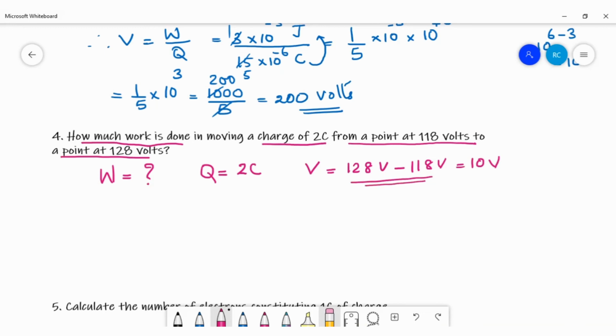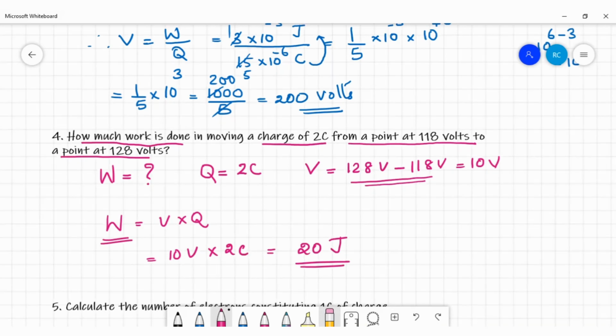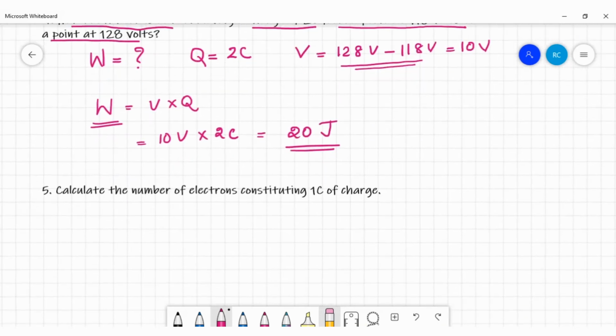We calculated in the previous questions. So W equals V into Q. So V is given 10 volt into Q is 2 Coulomb. So it will be 20. And what is the unit of W? That is joule, 20 joules. Now the fifth question, and it is the last question.